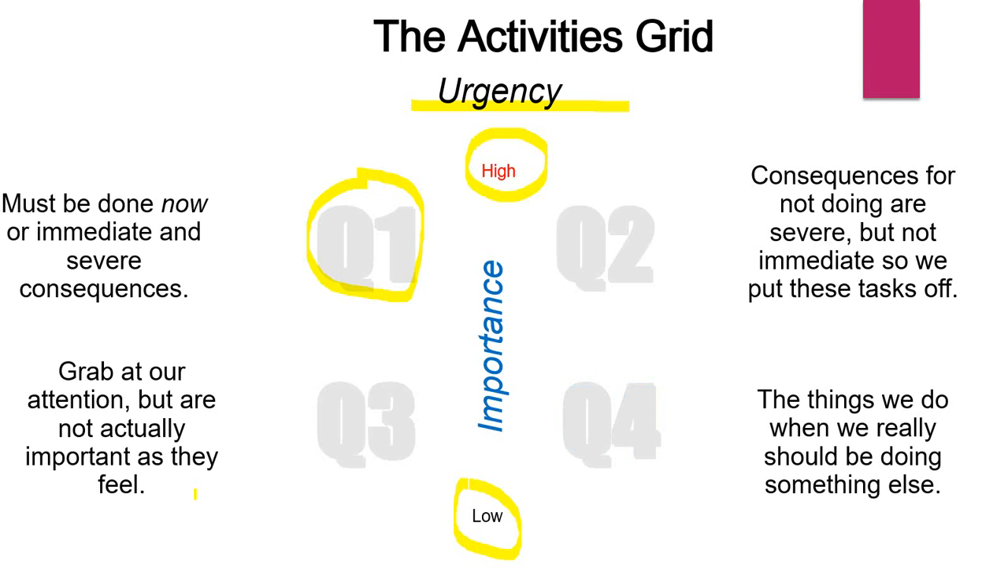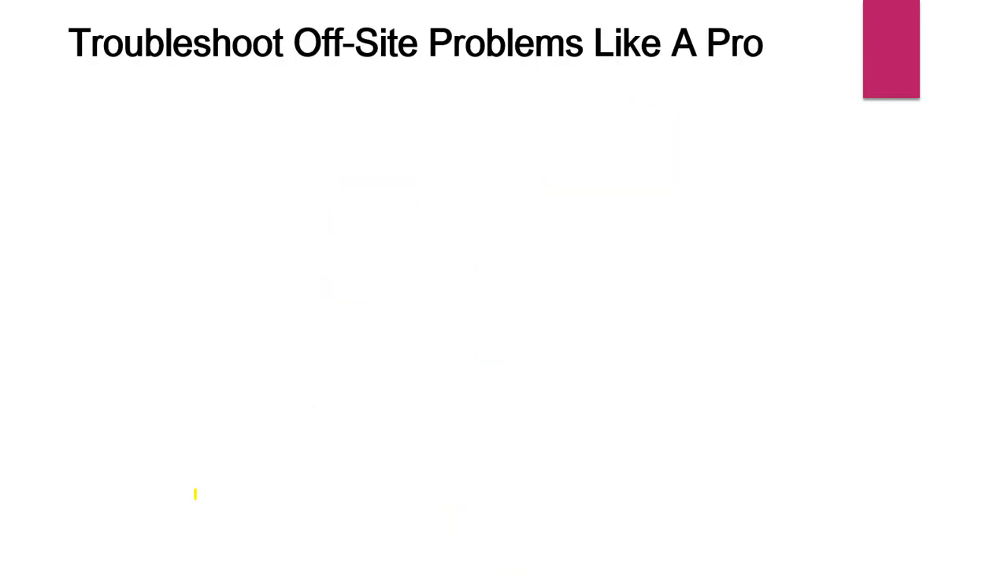The fourth is the things we do when we really should be doing something else. So these are the four steps to attend to the problem, to respond to the problem, to escalate the problem, to communicate about the problem. This is the activity about the urgency of that particular problem. Now, troubleshoot off-site problems like a pro.